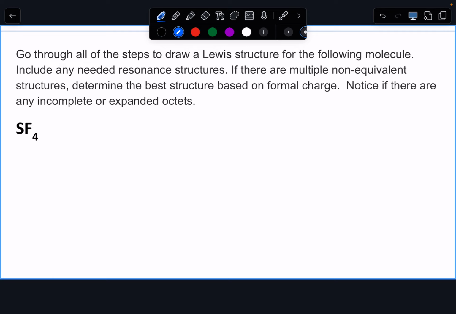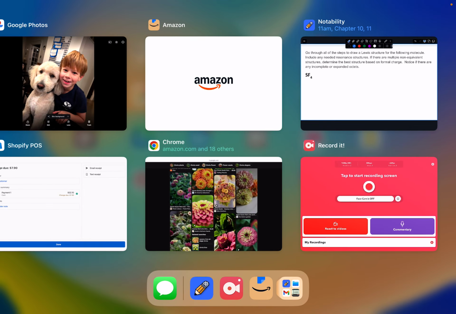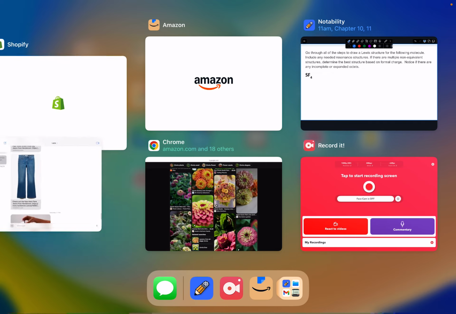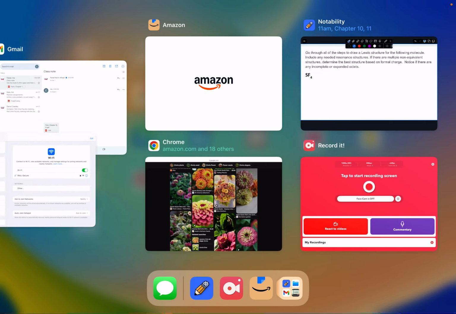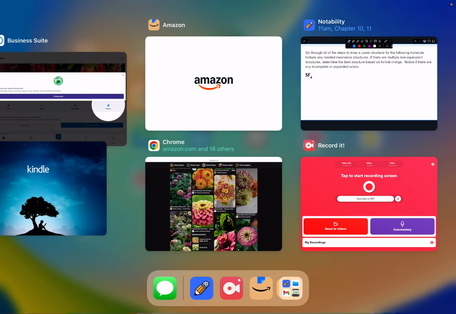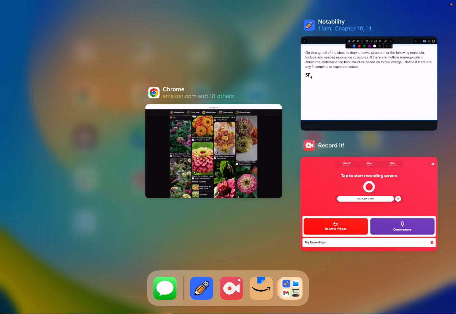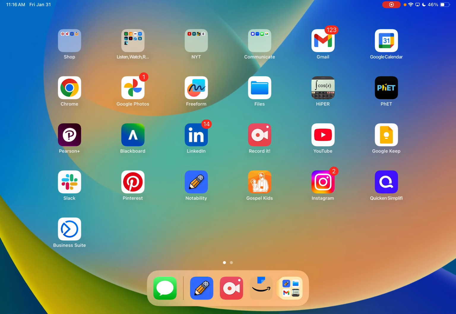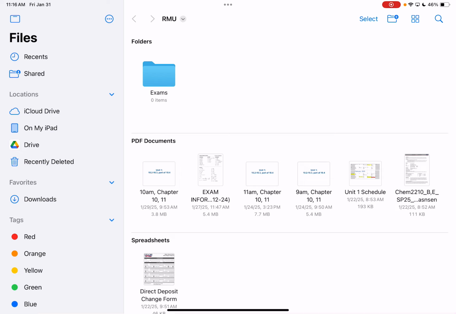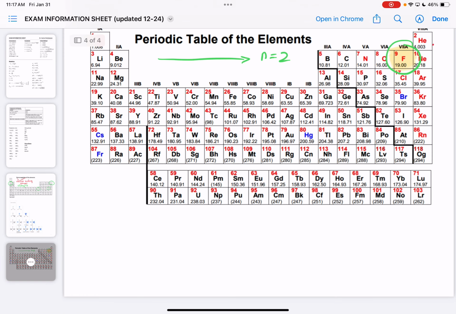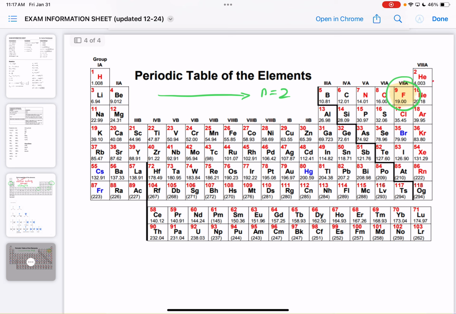Okay, so I said sulfur. Well, I need a periodic table. It's annoying because there's got to be a remove all apps, right? Okay. My other classroom has a periodic table in it, which is much nicer. I'll just switch back and forth though. Okay.